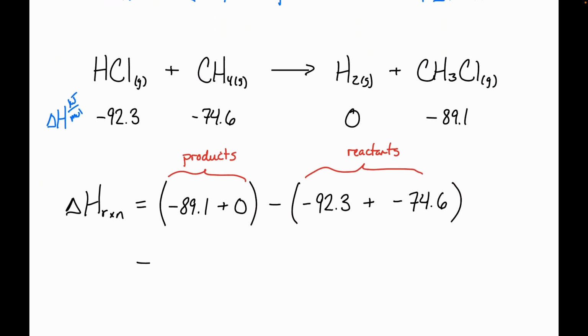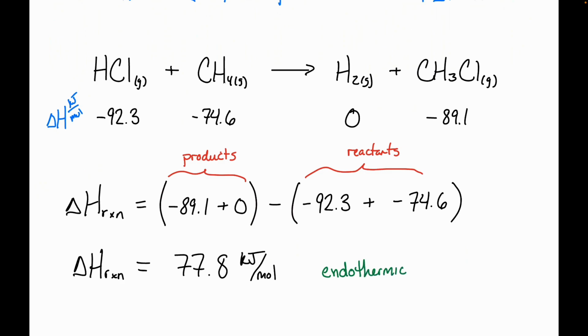All right, and if we punched it into our calculator correctly, we would find that the delta H of this reaction is 77.8, and again, those units are kilojoules per mole. So given this value here, what can we say about this reaction? Is it endothermic or exothermic? Endothermic. This positive delta H corresponds to an endothermic reaction.